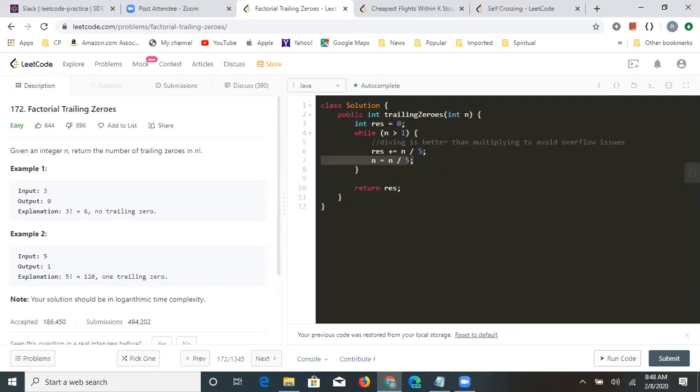If it is 25, first of all, it will have 5, right? And this number will change to 5, because 25 by 5 is 5. So it will again go inside the loop once, because 5 is greater than 1. So you will add 1. So this will become 6, and then n will become 5 by 5, it will be out of this loop, and then you have accumulated 6 here.